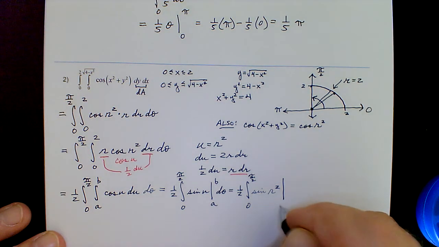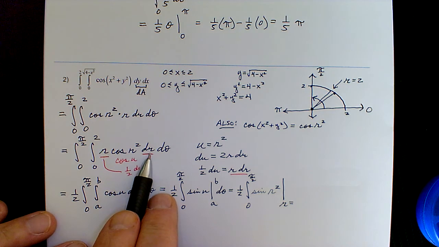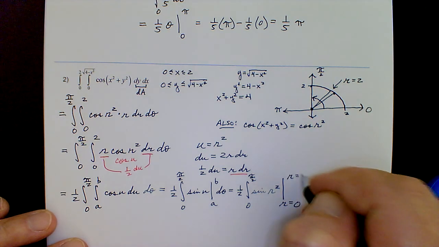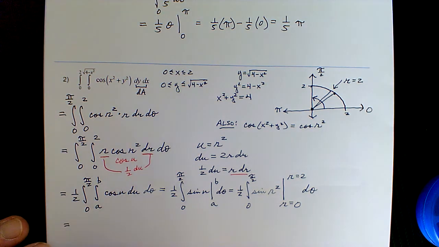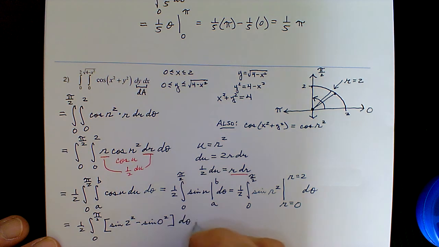Evaluated as r goes from, because that integration we performed was with respect to r, transformed to u, of course, but r was going from 0 to 2. And then all that with respect to theta. Okay, so that gives us 1/2 integral 0 to pi over 2 of, upper limit goes in, so sine of 2 squared minus the lower limit goes in, sine of 0 squared with respect to theta.